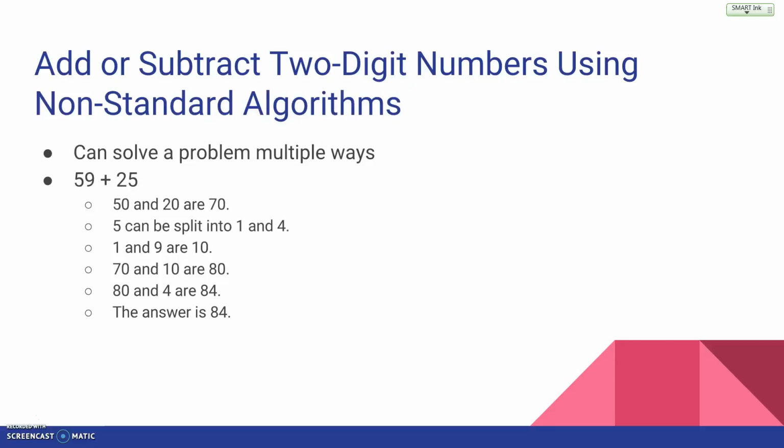I haven't written any notation on here, but they have methods of recording so they can keep up with what they've used and what they haven't. And a lot of students can do this mentally and don't need any notation. They could keep the 59 together and add 20 to get 79, then take that 5 apart, get 1 and 4, add 1 to get to 80, and then the 80 and the 4 make 84. So that's 3 different approaches to that one problem.